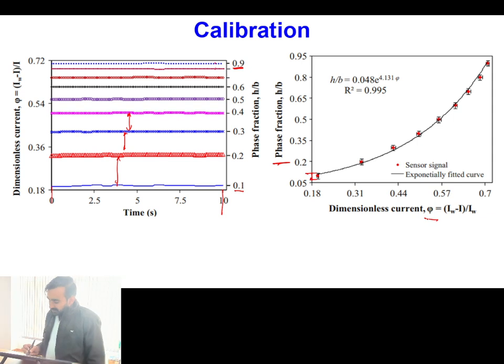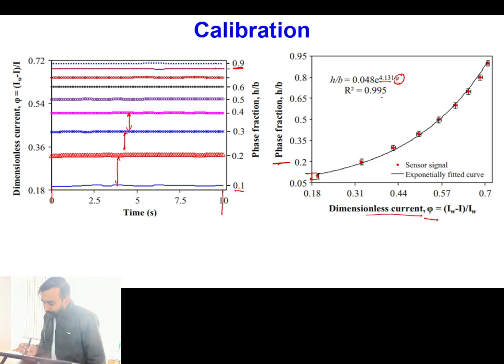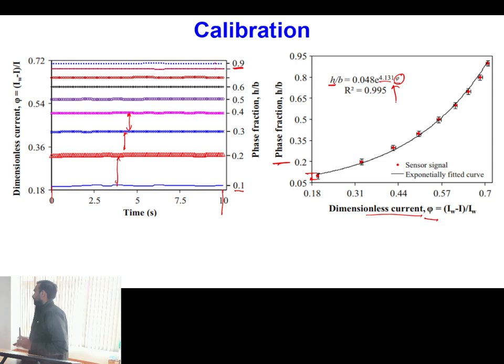So here you can see this is the dimensionless current signal and this is our h by b. Now if we fit this data, h by b equal to 0.048 into e power 4.134 phi fits this relation well. It means that if you know the value of phi, which is the dimensionless current signal, for any arbitrary interface configuration, corresponding to that you can put the value of phi and you can observe the corresponding height in front of that particular sensor. Is this one clear?